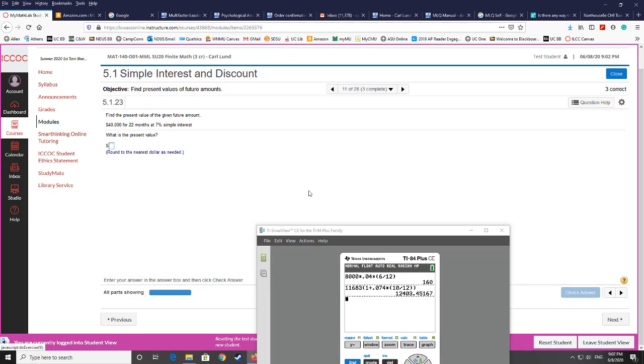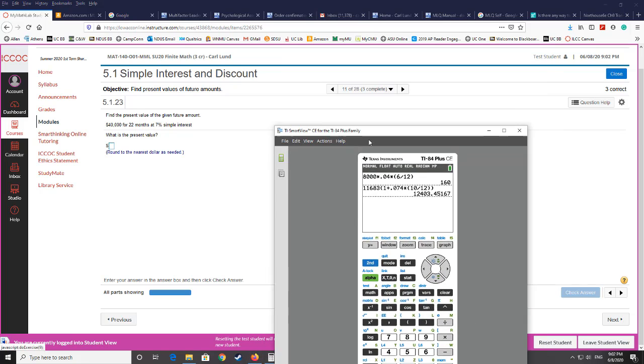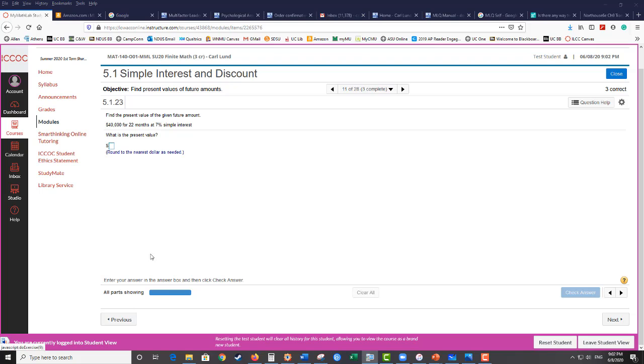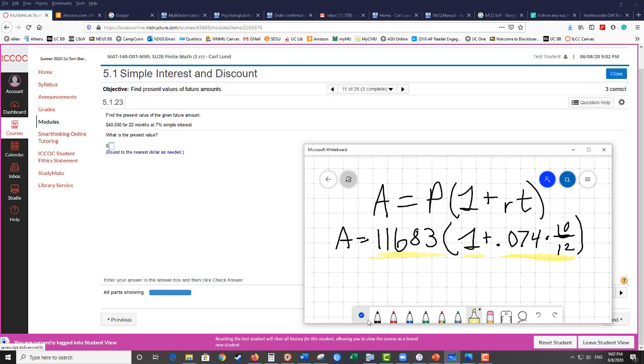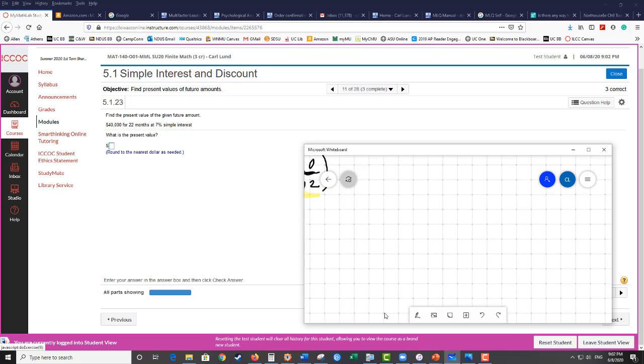And we got it right. So that's finding future value. And then finally, we're going to find present value. And so our present value formula comes from our future value formula. We're just solving this for P. We're getting P by itself.